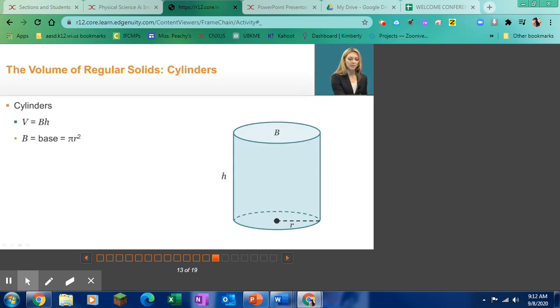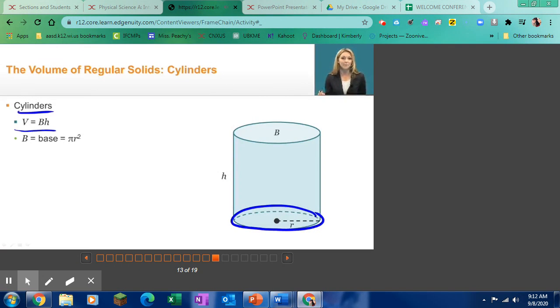A cylinder formula to find volume is volume equals B, which is base, times the height. Now, we've already talked a little bit about base, but we talked about a base in a rectangular prism where the base was a rectangle. Now, in a cylinder, we're talking about a circle. So we'll want to find the area for this circle. On the diagram here, you can see the base is circular.